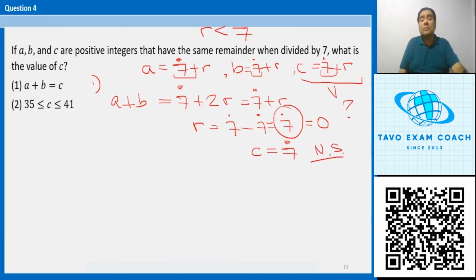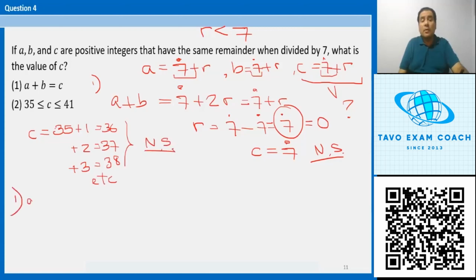From statement 2, we simply know that we have a multiple of 7 plus a certain remainder between these numbers. So if it was, for example, that multiple of 7, 35, and the remainder 1, then the answer would be 36. But if the remainder was 2, the answer would be 37. If the remainder was 3, the answer would be 38, and so on. So from this, we have different values for C. It's not sufficient. Then we have statements 1 and 2 together to see what happens.